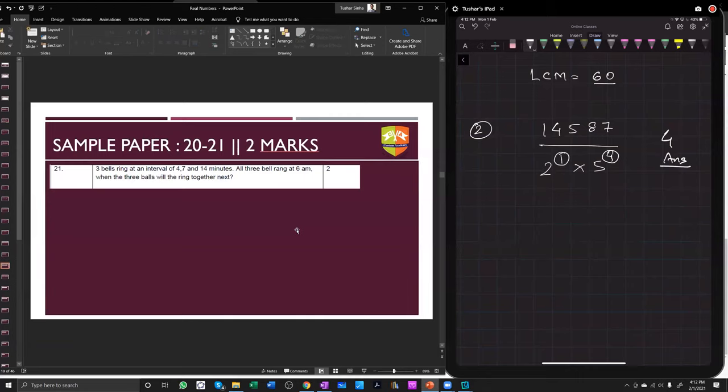Next one, this. So there are questions like this also. Three bells ring at an interval of 4, 7 and 14 minutes. All three bells rang at 6 a.m. When will the three bells ring together next? There is some drafting issue in this sample paper, so this will be bells.